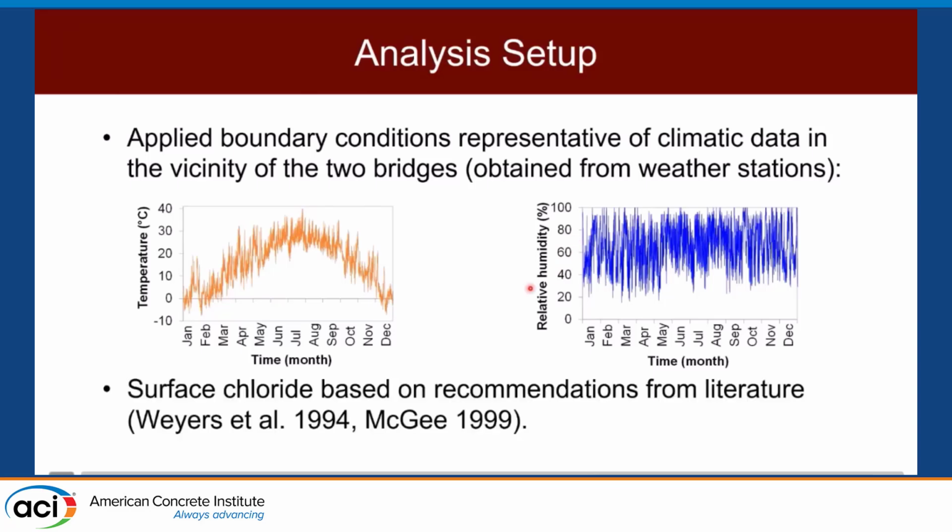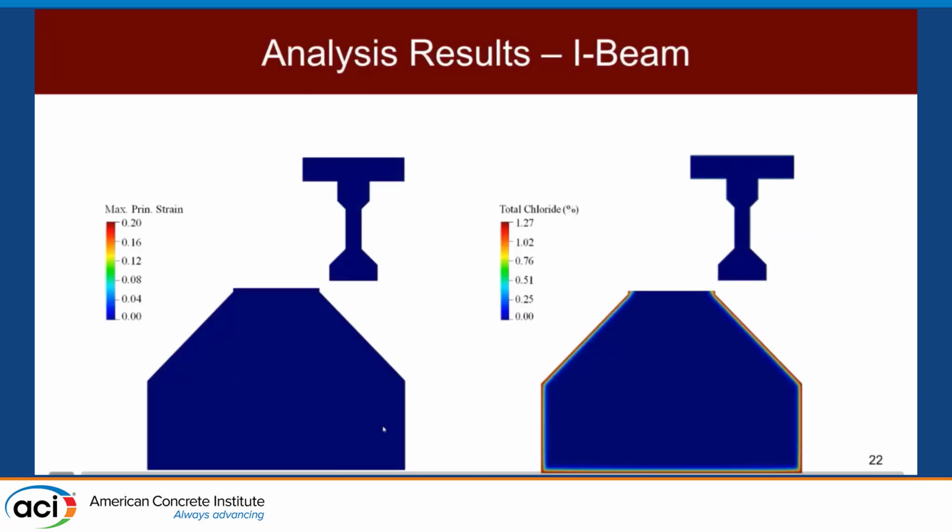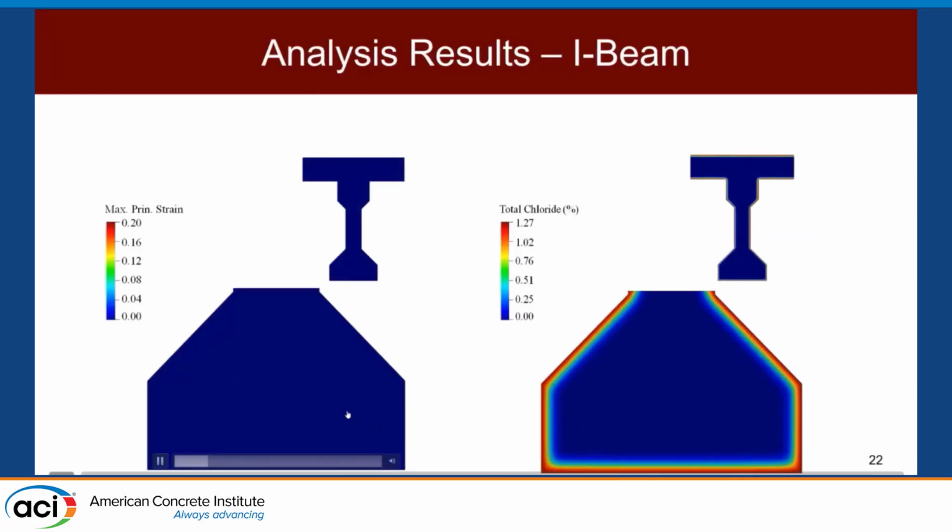The surface chloride that we considered as an ambient condition was based on recommendations from the literature, and also the removal of the beams from the actual bridges and their storage prior to the titration test were explicitly accounted for in our analysis. So here I have some sample analysis results, first starting with the I-beam.